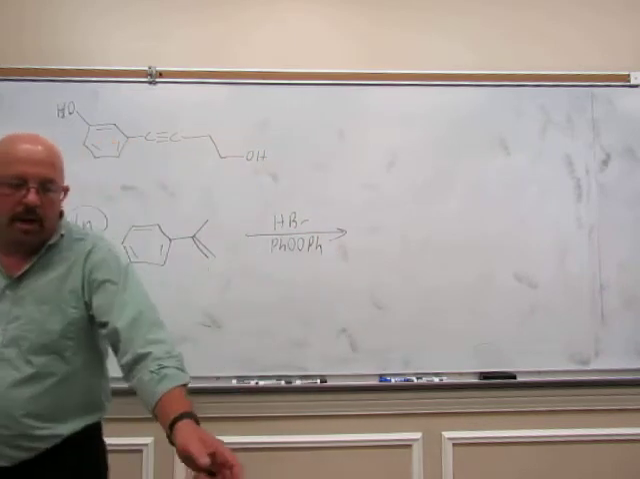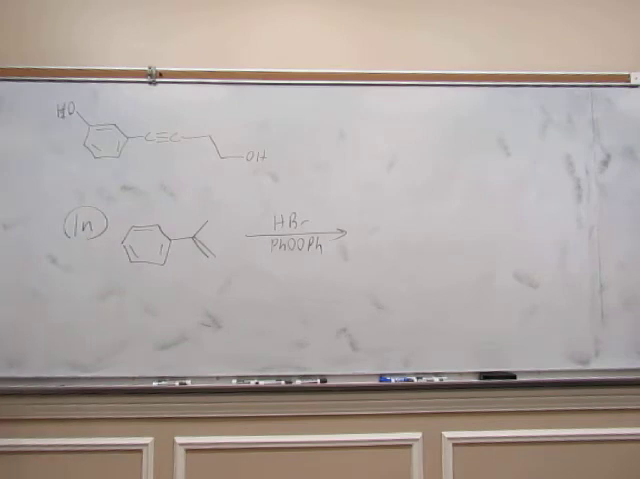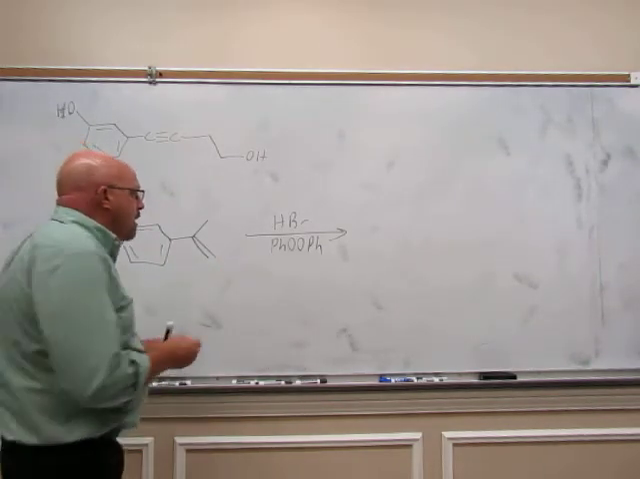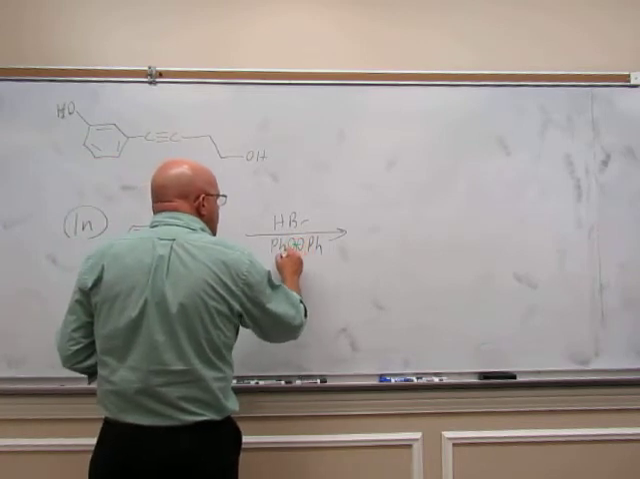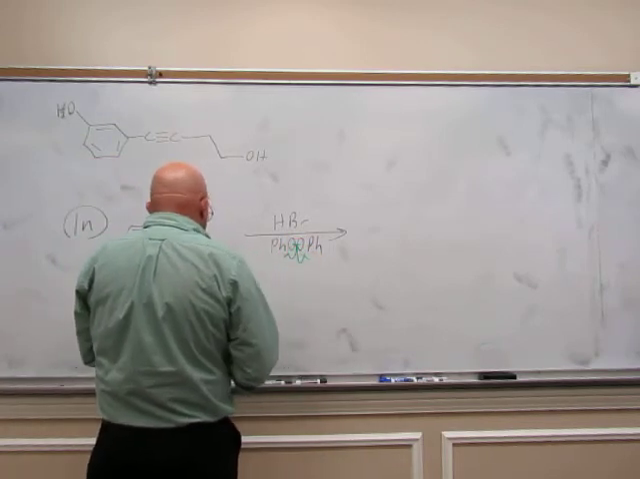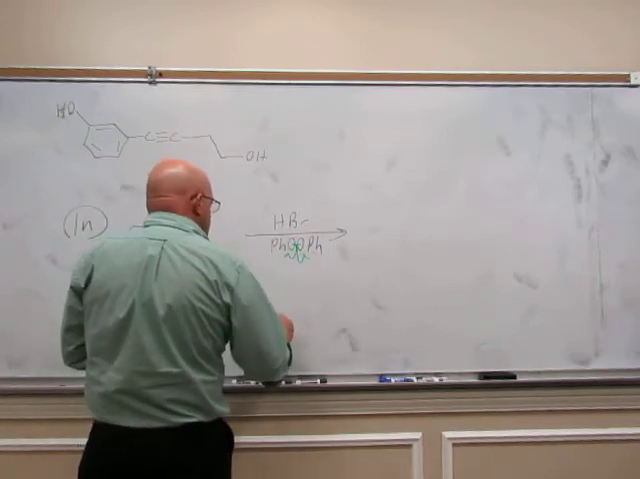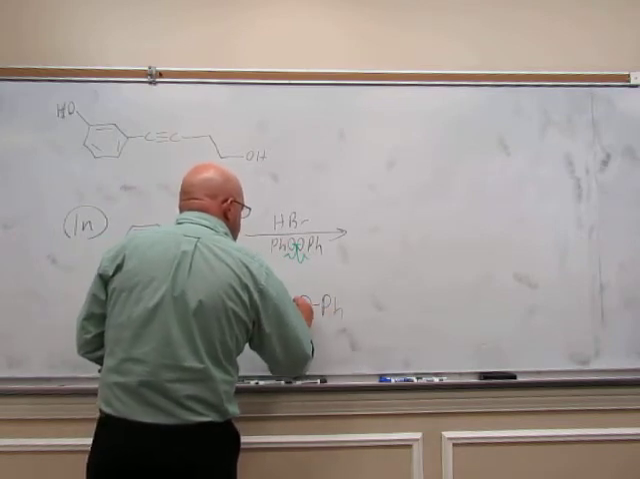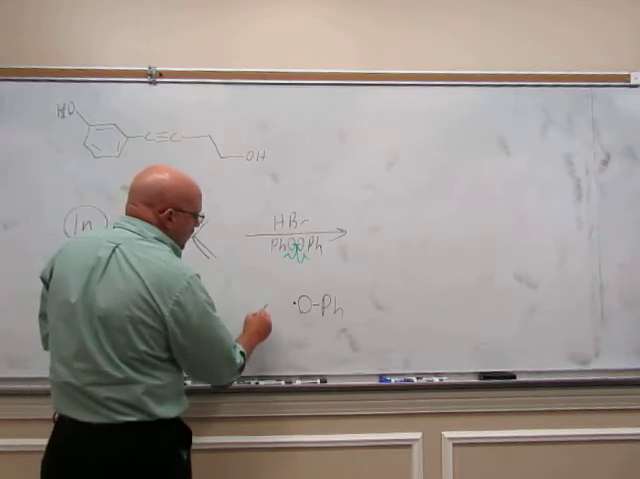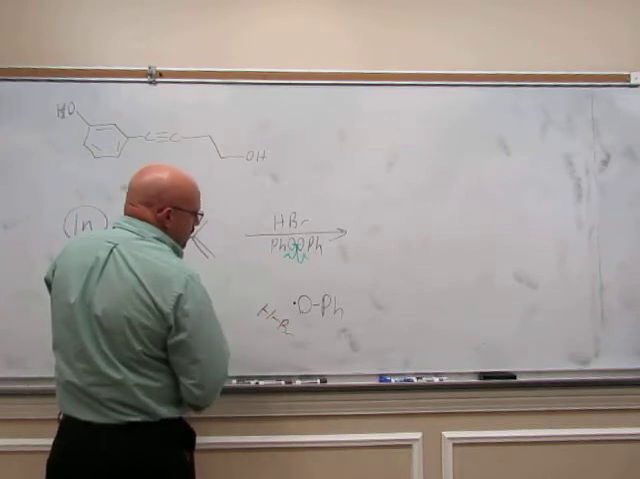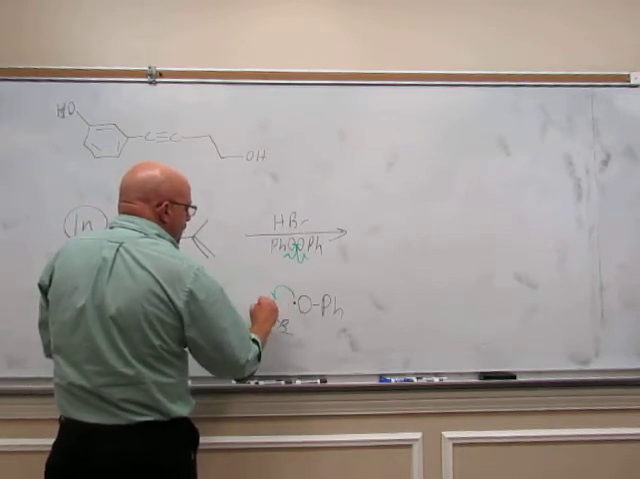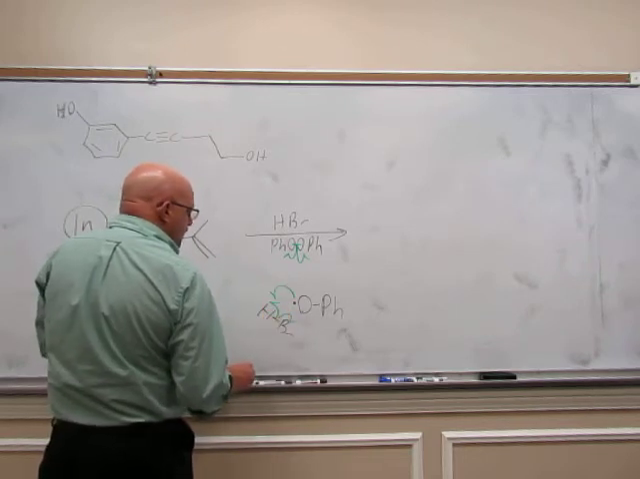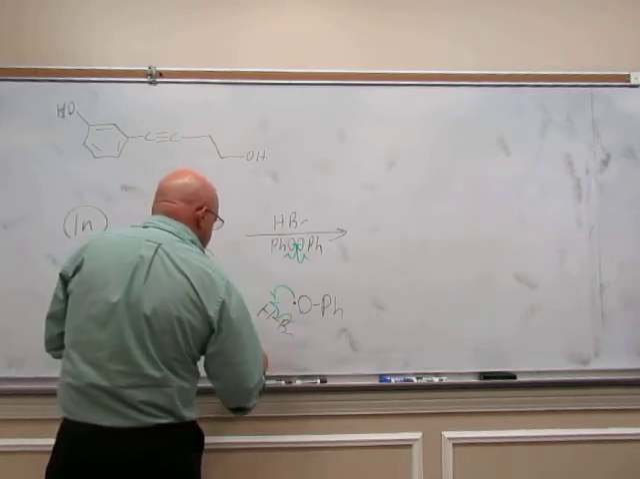And our next one here, we have HBr in the presence of a peroxide. We know the peroxide will break apart, give us peroxy radicals. That peroxy radical is what's going to react with the HBr. So that's going to get a hydrogen off of the HBr, and that gives us a bromine radical.